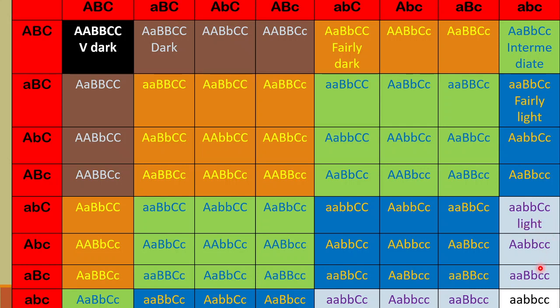So here the skin color is comparatively very light. Why? Because there is only one dominant allele, so the release of melanin is very, very low. The percentage of melanin present in the person will be quite low.